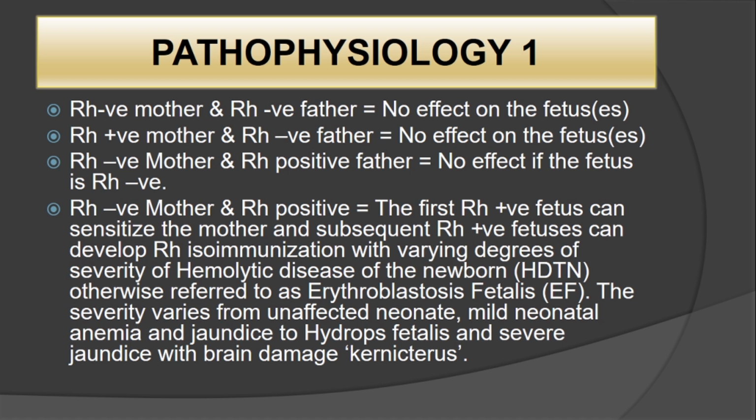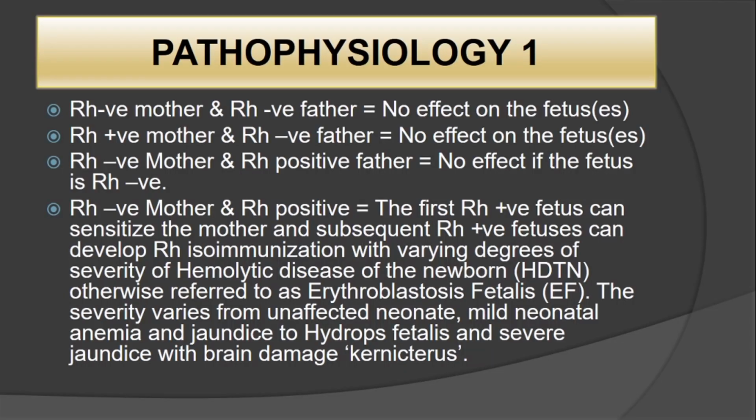Now let us look at the scenario of the different Rh blood group system. Now, if a mother who does not have Rhesus antigen on the surface of the red blood cell, that one is described as an Rh negative mother. And a father that does not have it is referred to as an Rh negative father.